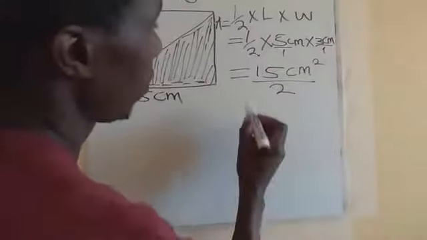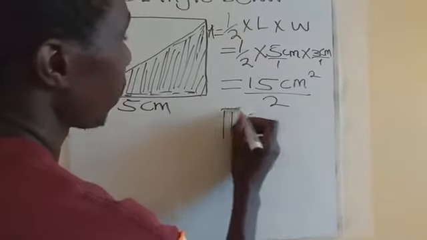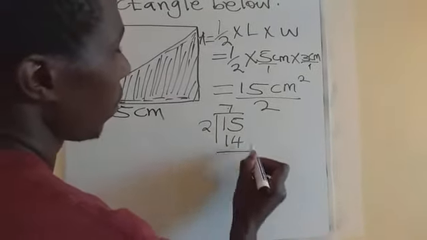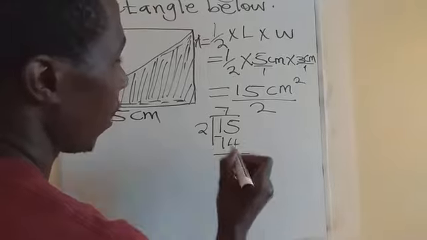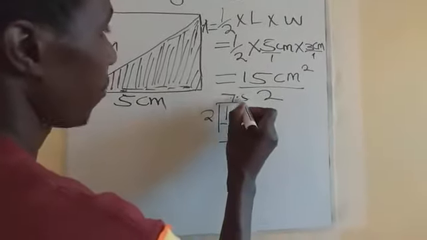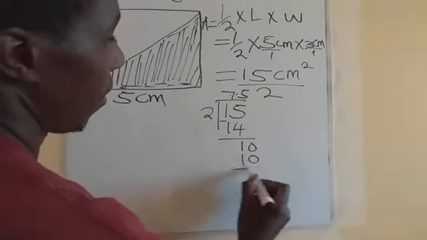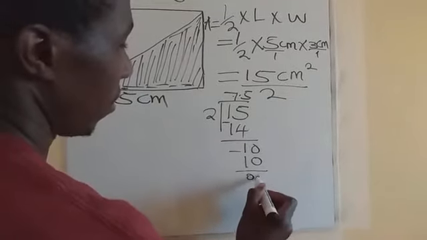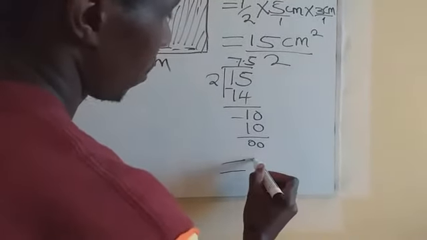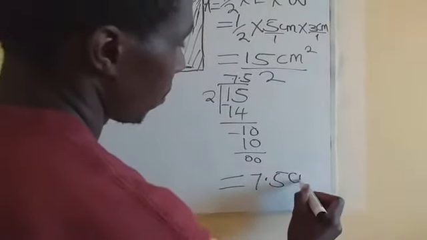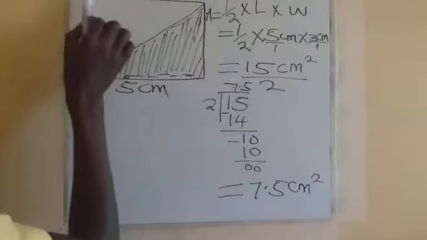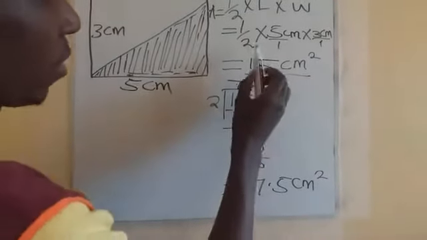Then you divide using the long method. 15 divided by 2, put 7. 7 times 2 is 14. 15 minus 14 is 1. You can put a point there and bring down a 0. Put 5. 5 times 2 is 10. 10 minus 10 is 0. Now, our area is going to be 7.5 centimeters squared. It means you find the area of the whole rectangle, then you divide by 2.